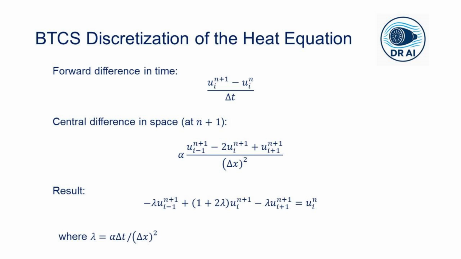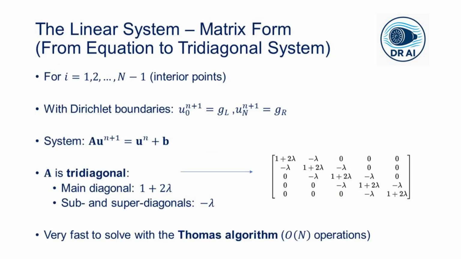So this is a linear equation actually that connects the three unknowns at the new time level: the value at the current grid point and its left and right neighbors. For every interior point i equals 1 up to N minus 1, we have such an equation. Now, to complete the system, we need to specify the boundary conditions.